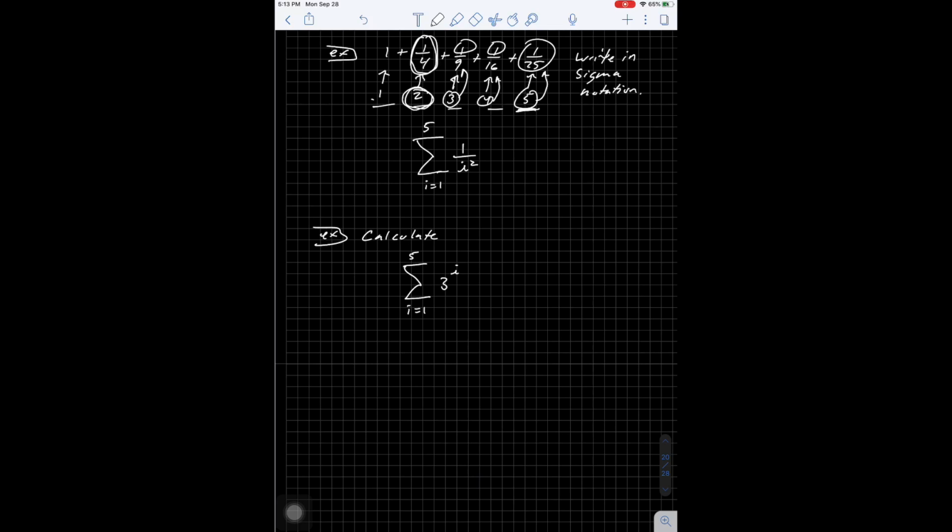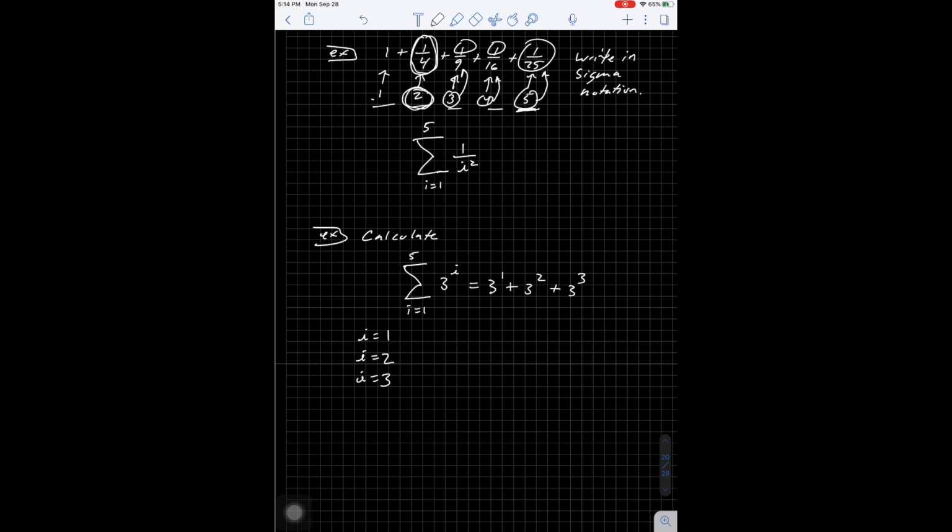Here the formula is already created, but now I want you to write out the string of things that you're adding up. So what I do is I'm going to take i equals 1 and plug it in. So I get 3 to the 1. Then I'm going to take i equals 2 and plug it in. So I get 3 to the 2. Then I'm taking i equals 3, 3 to the 3.